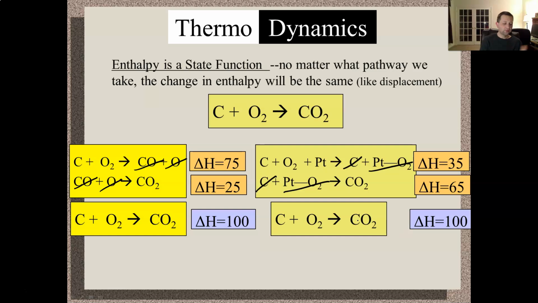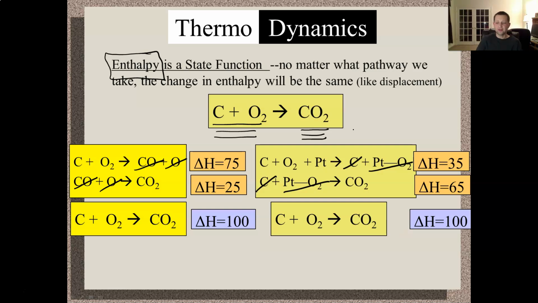Notice how we have two different reaction pathways, both giving you the same delta H. That is why enthalpy is a state function. So if we're starting with carbon and oxygen, no matter what pathway we take to get to our product, the overall change in enthalpy will remain consistent. Okay? Just like no matter how we get to Disney World, the distance between Disney World and York is not changing.